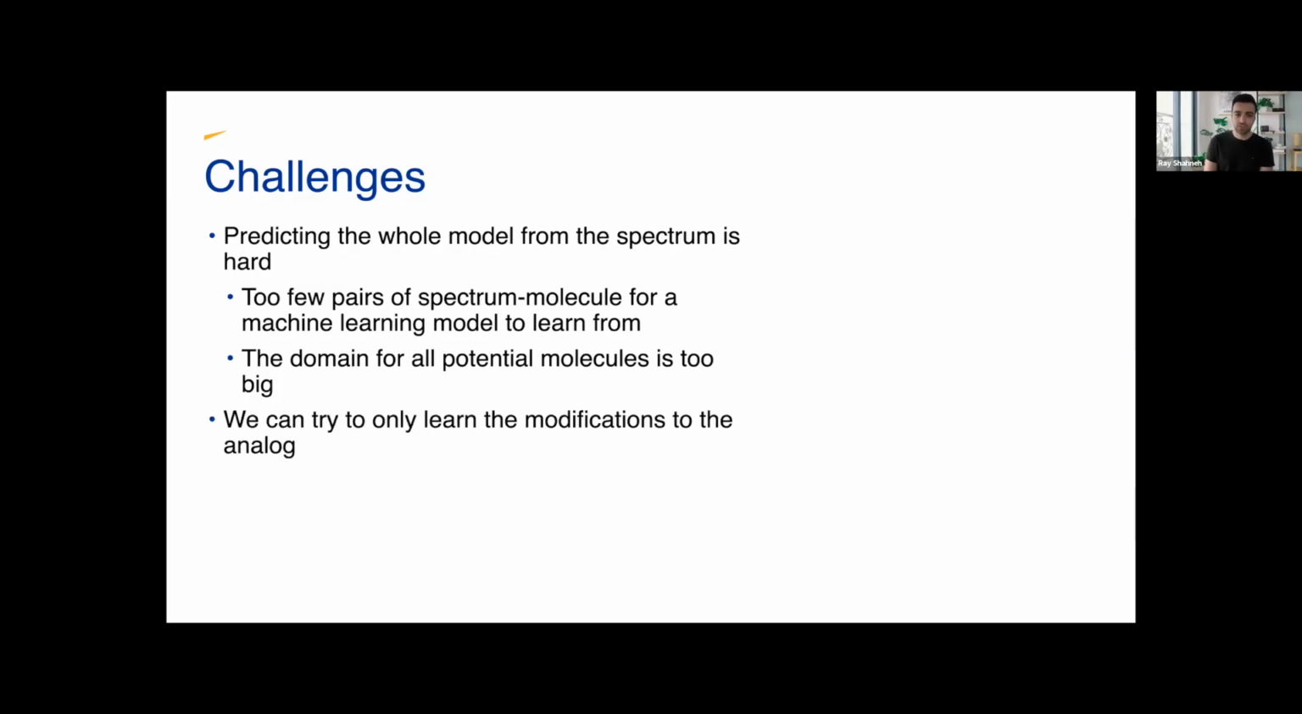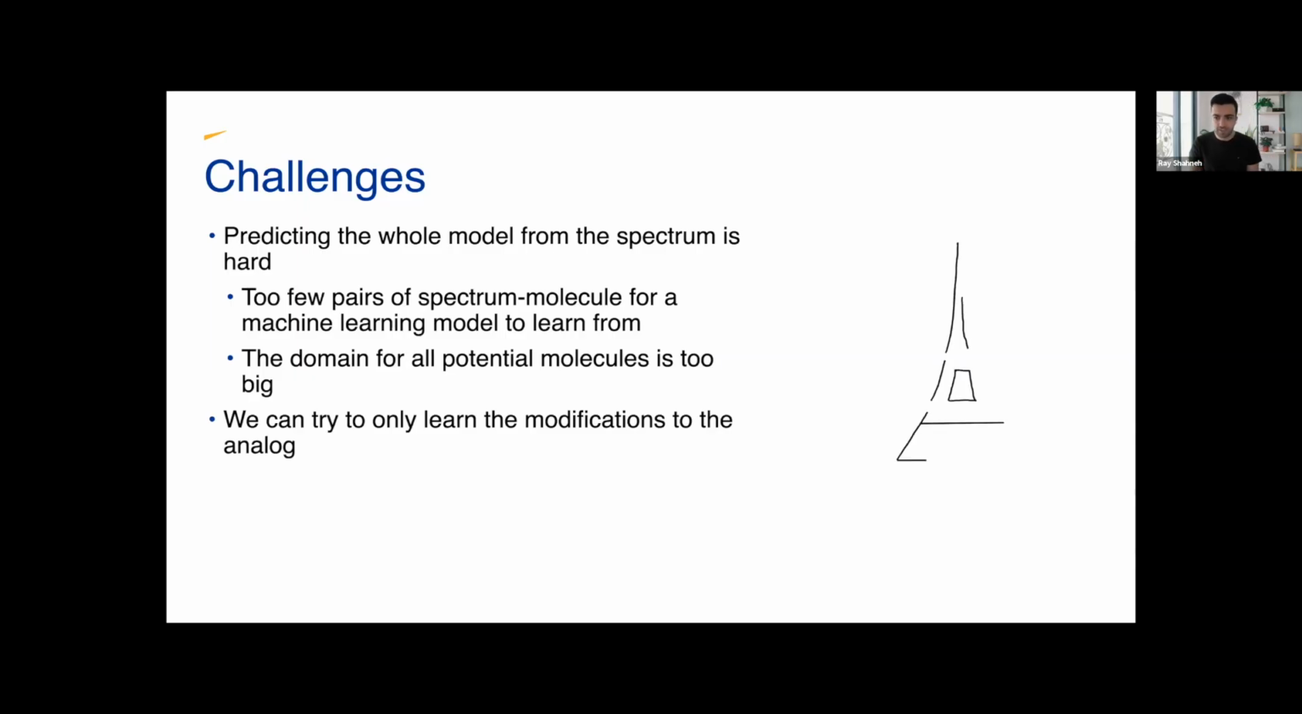So what we try to do is to learn the modifications from the analog. So instead of training this whole very hard problem, we want to do something that is simpler. And that is given a base molecule, given an analog to our unknown molecule, can we now predict what is the actual molecule? So instead of trying to solve this very hard problem, we're trying to solve a much simpler problem that we're trying to figure out the molecule structure given a base.